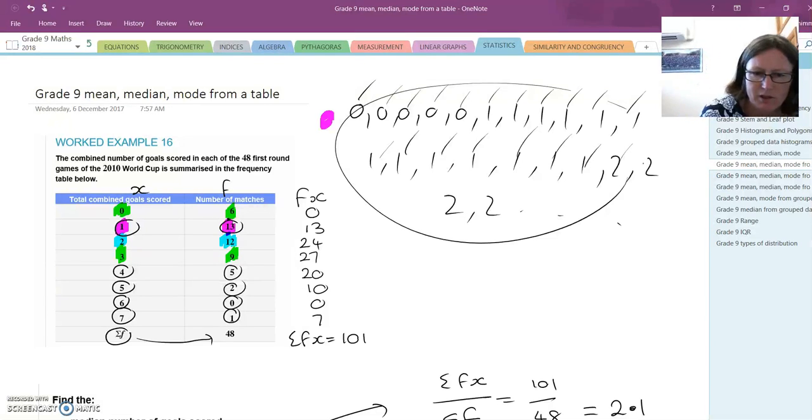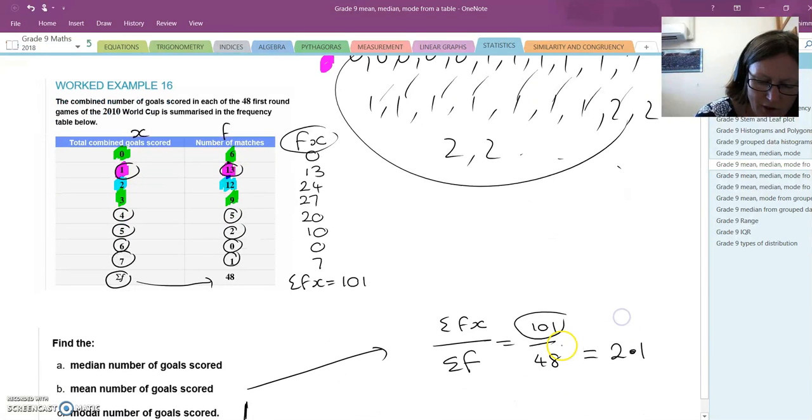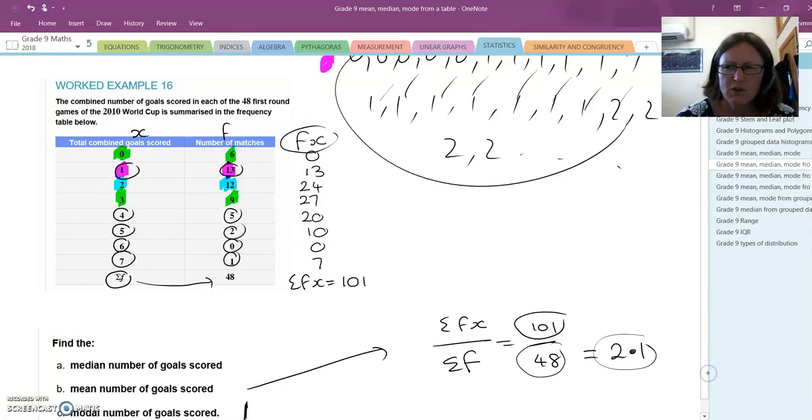So these scores are put into a table, and to work out the mean, we create a new column, our FX column, and then we get the total of our FX column and divide it by the number of games, which was 2.1. Let's switch on our common sense brain for a minute. We're saying the average number of goals scored in a game was 2.1. Does that look reasonable from up here?